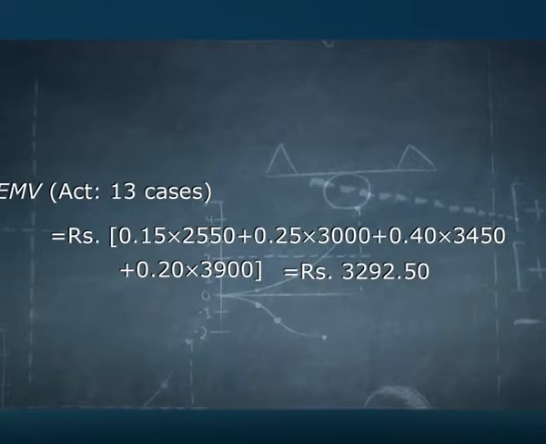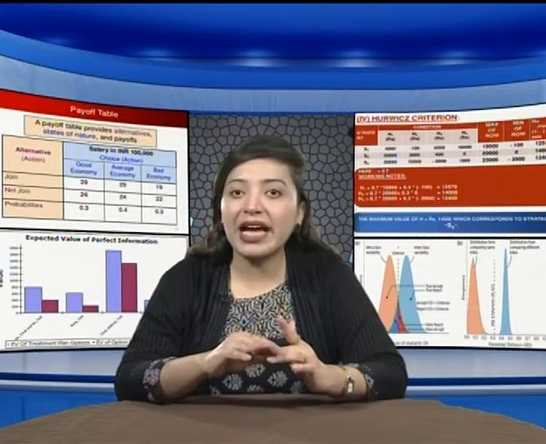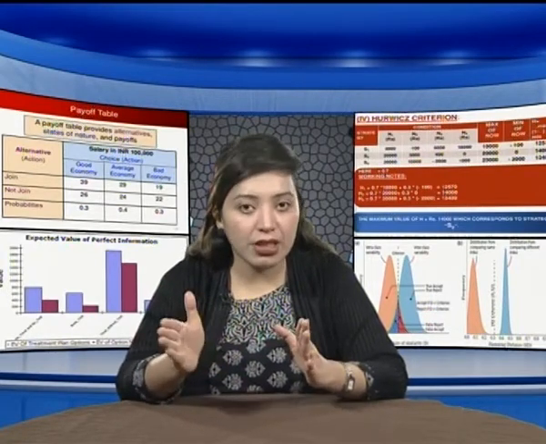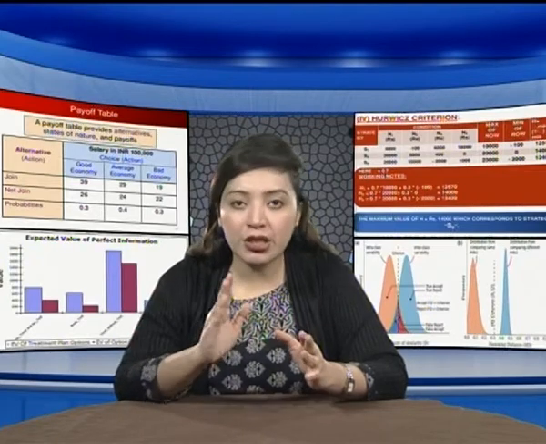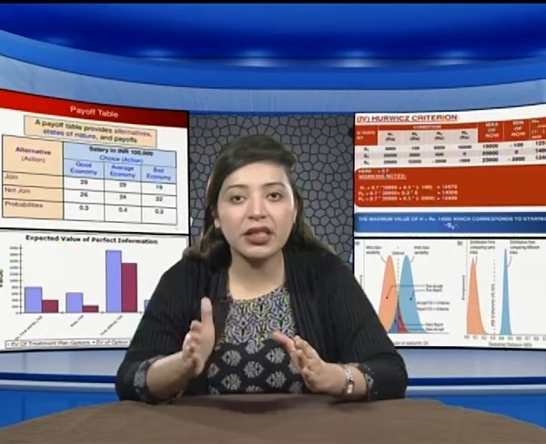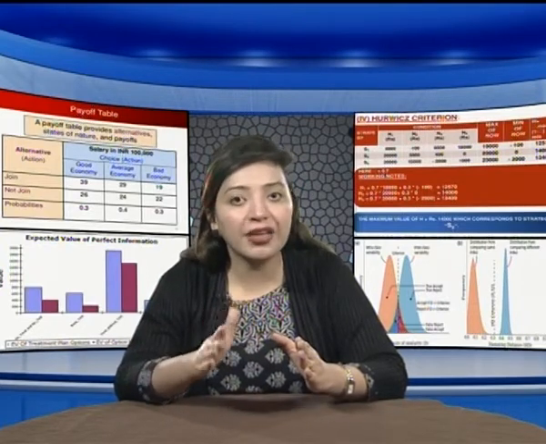For 13 cases: 0.15 times 2550 plus 0.25 times 3000 plus 0.40 times 3450 plus 0.20 times 3900. So this is giving us rupees 3292.50. Since EMV is maximum for the act stock 12 cases, therefore according to the EMV criteria, the optimum act is to stock 12 cases. Thus the fruit seller should stock 12 cases of the strawberries each day in order to get the best expected daily profit, which is rupees 3352.50.